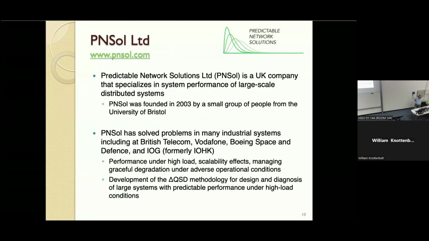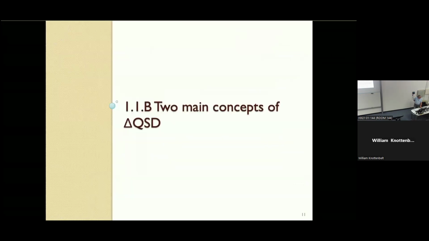It was founded in the early 2000s by people from the University of Bristol. So it comes out of academia, and it has been involved in many, many industrial systems: British Telecom, Vodafone, Boeing, Space and Defense, and so on, IOG, IOHK, a cryptocurrency company. And so what I'm presenting you today has a long, long history.